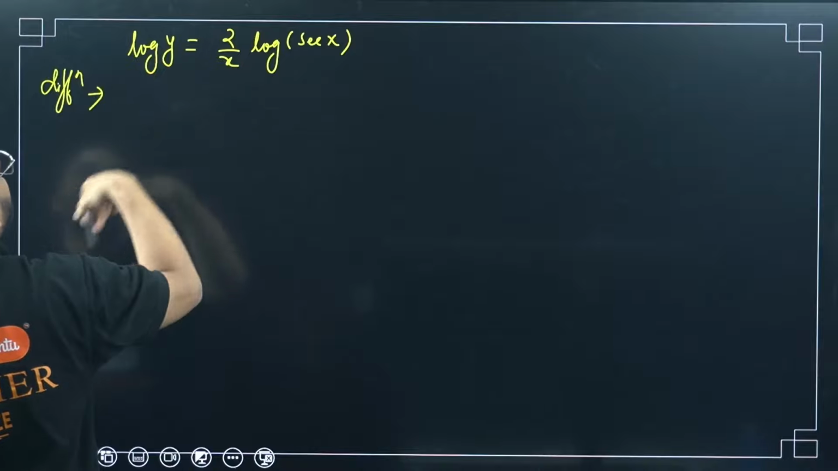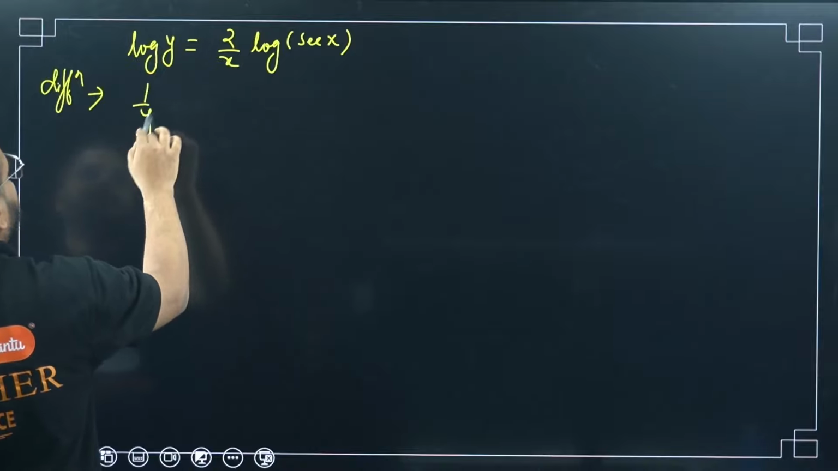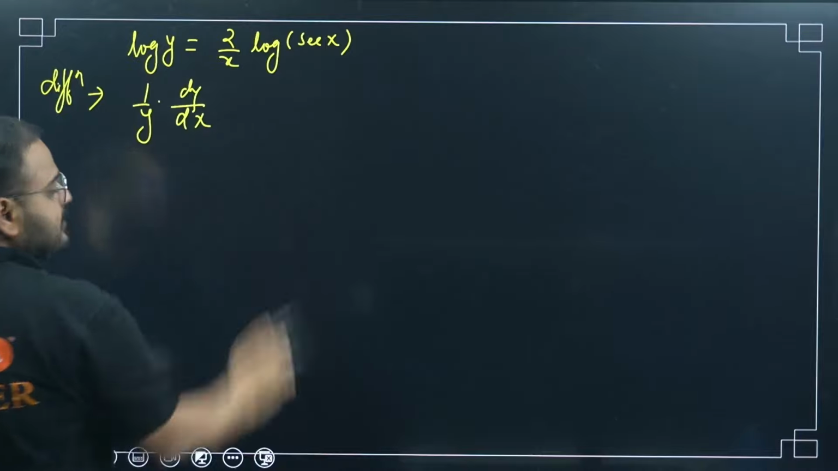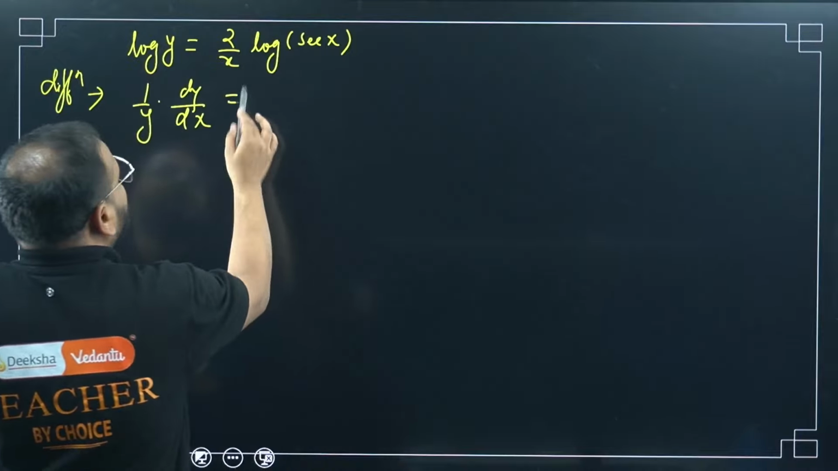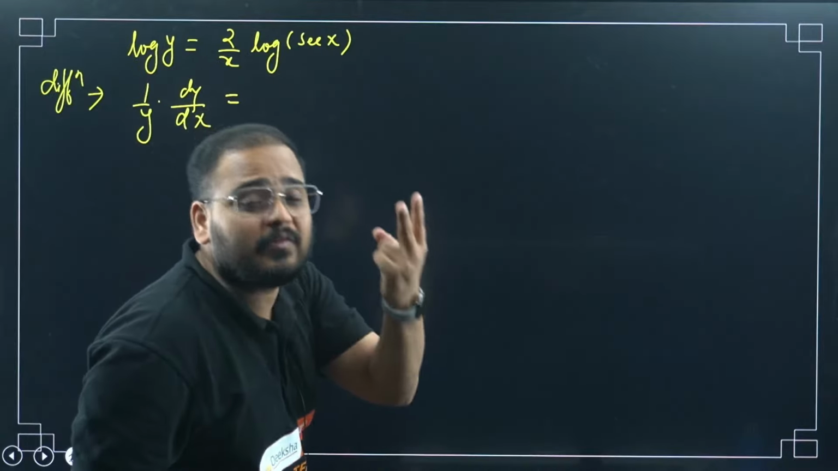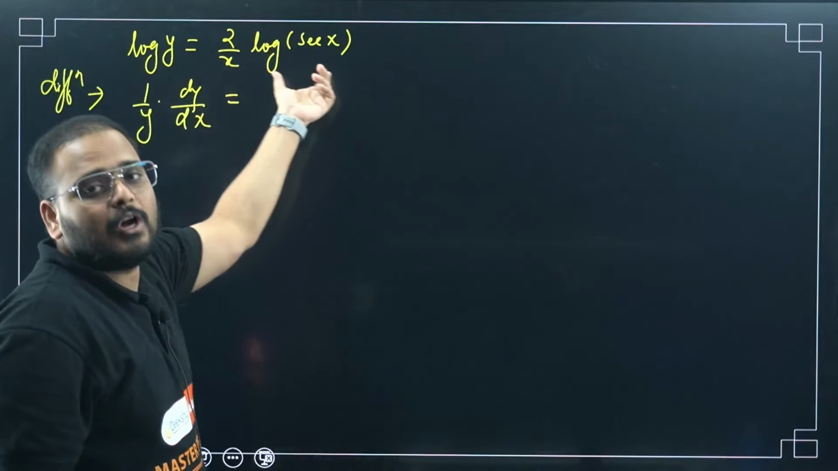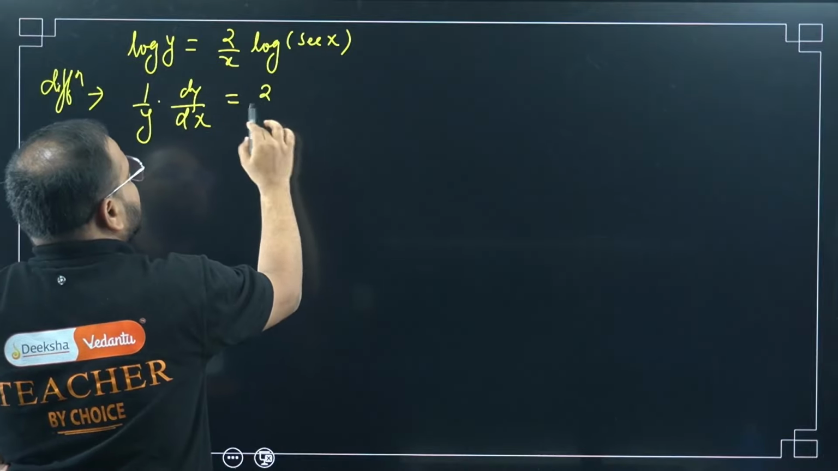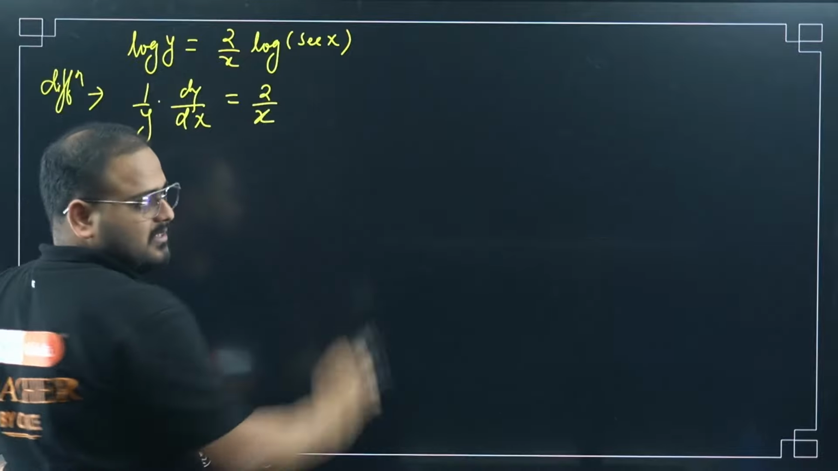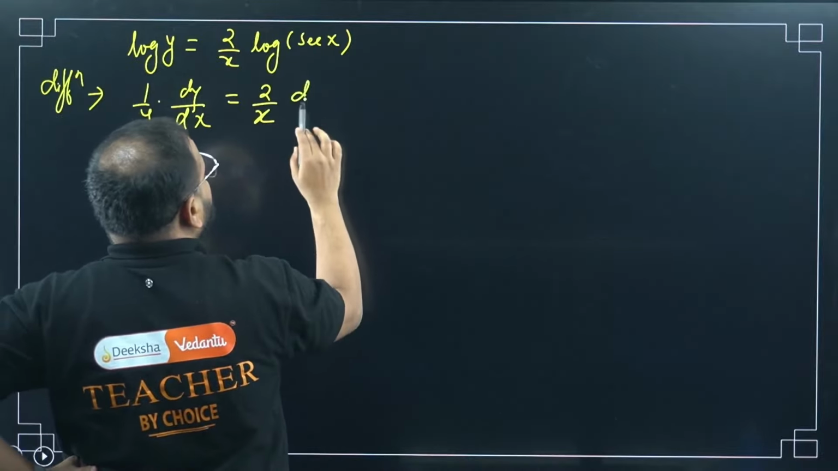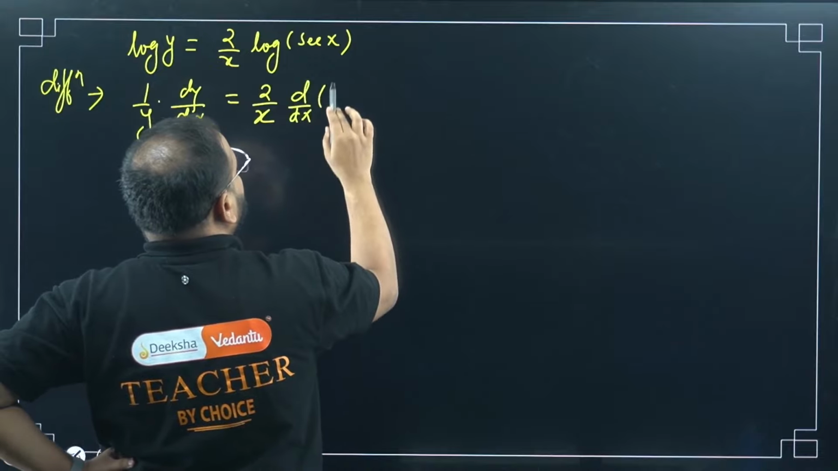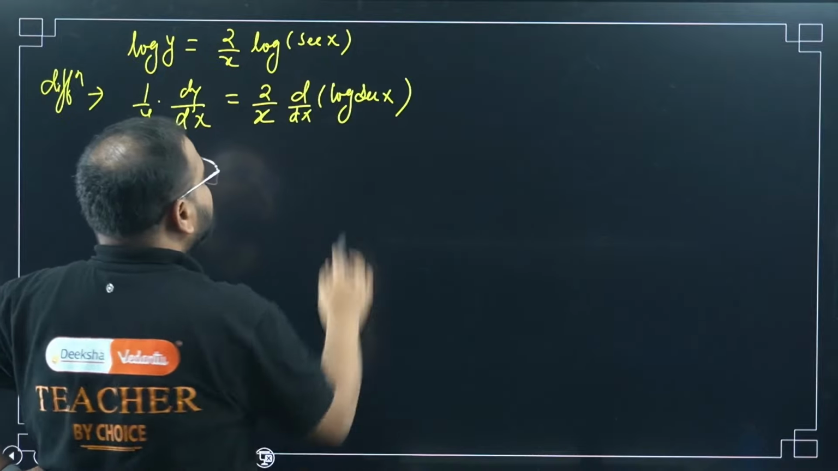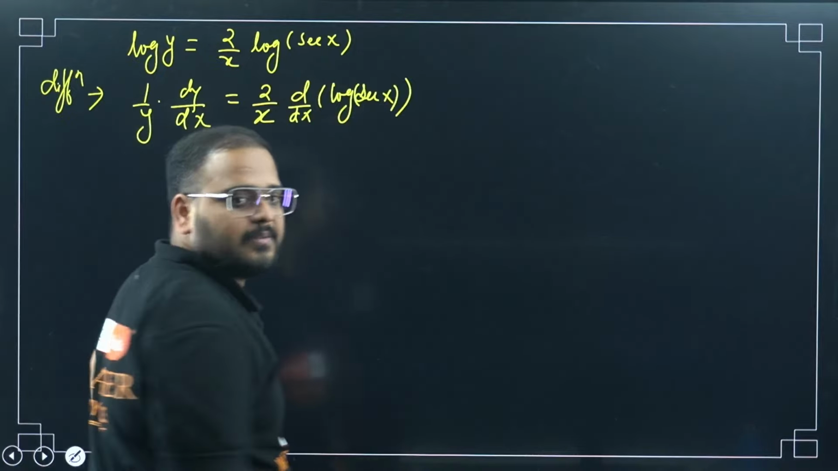If I do that, what am I going to get? I'll get 1 upon y dy by dx equals what? First I'll use the product rule because there are two different functions. Here I have 2 by x and I have log. So let's keep 2 by x as it is, and differentiate log of secant x. Okay, this is clear.